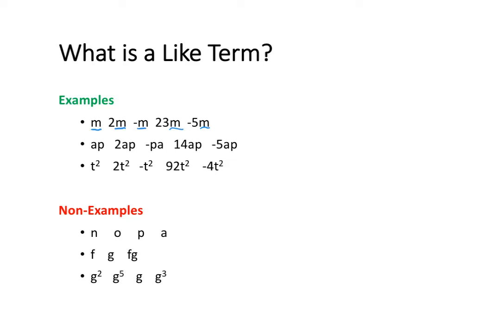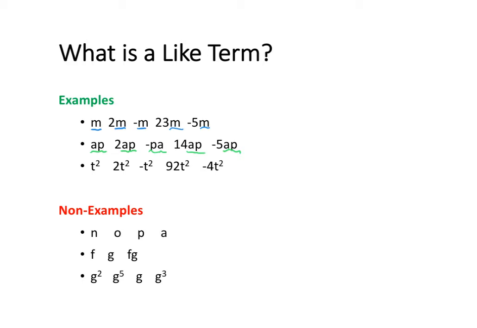In the second line, they're like terms because each term contains the same group of variables, so a p and an a. Now, it doesn't matter what order the variables are in. As you can see, we've got a combination of AP and then we've got a PA. Variables can be in any order as long as they contain all of the same variables. So each of these terms contain an A and a P, so they're like terms.